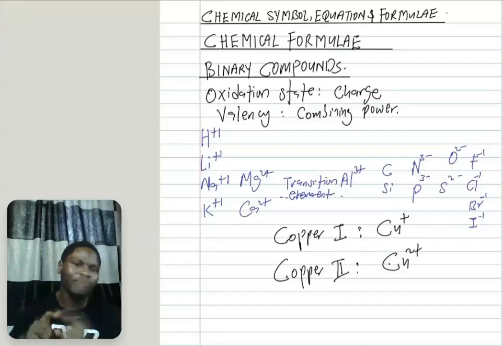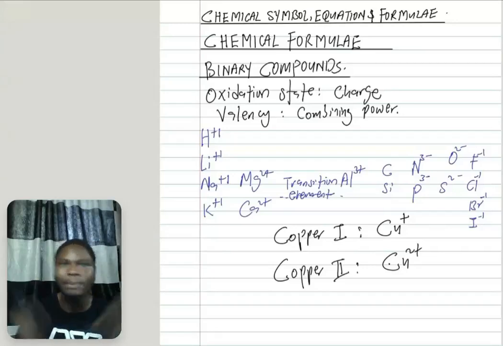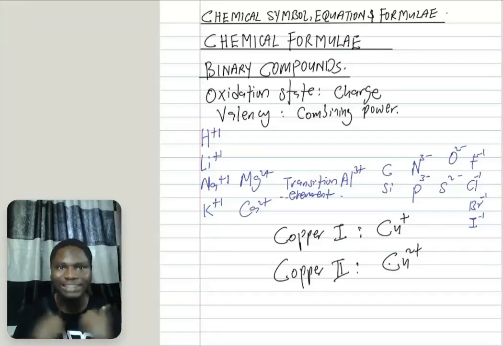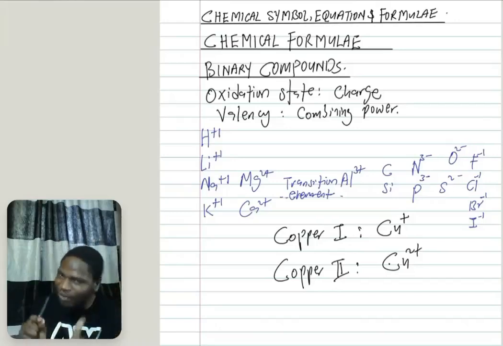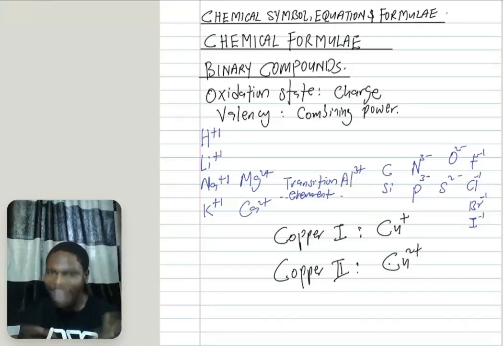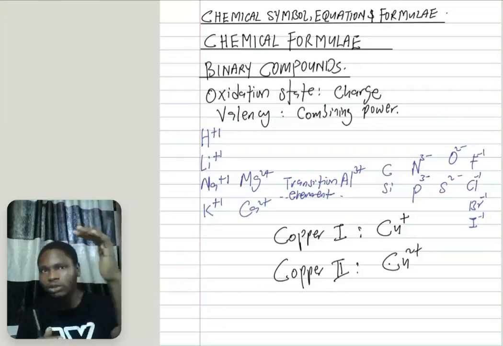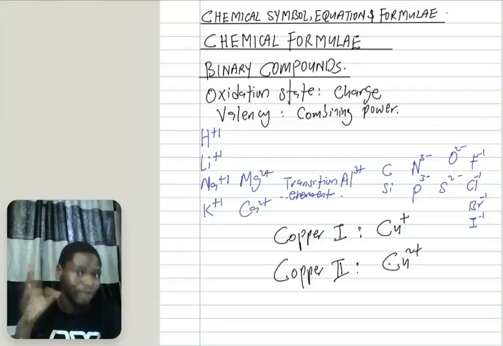That is why we must mention the type of copper that we are dealing with. Just like, for example, let me say my name is John, and in a class we have about 5 Johns. So you have to specify which type of John. Is it the handsome John you are talking about, or the ugly John, or the tall John? So you have to specify the type of John you are talking about exactly. So that's just the case with transition elements.